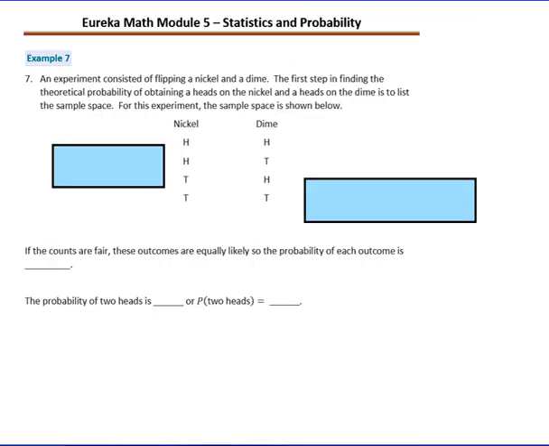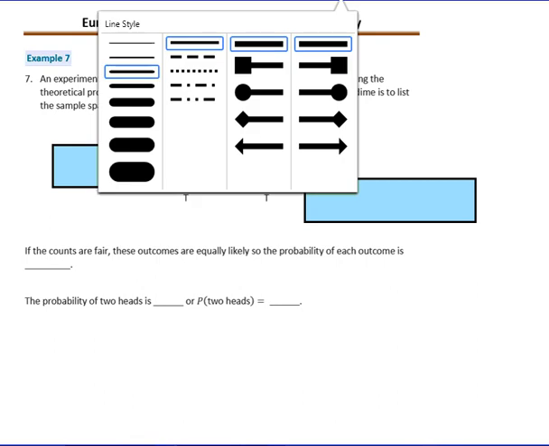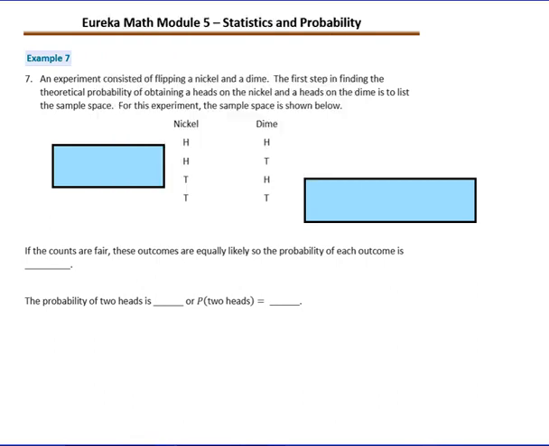Number 7. An experiment consisted of flipping a nickel and a dime. The first step in finding the theoretical probability of obtaining heads on the nickel and heads on the dime is to list the sample space. For this experiment, the sample space is shown below. Again, the sample space is what could happen. So what could happen in this case?